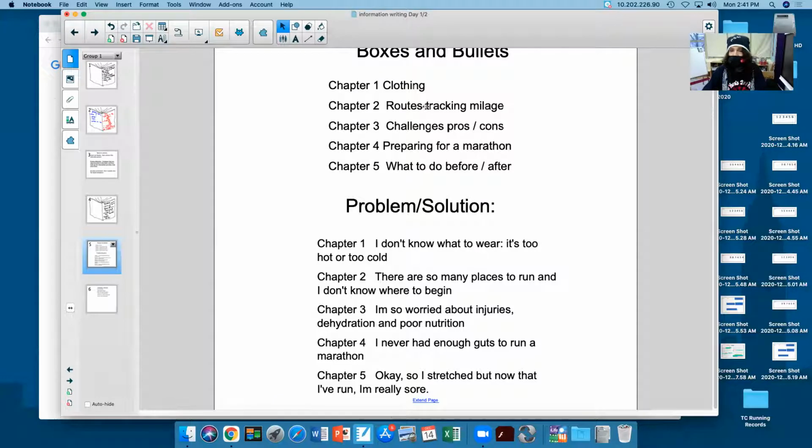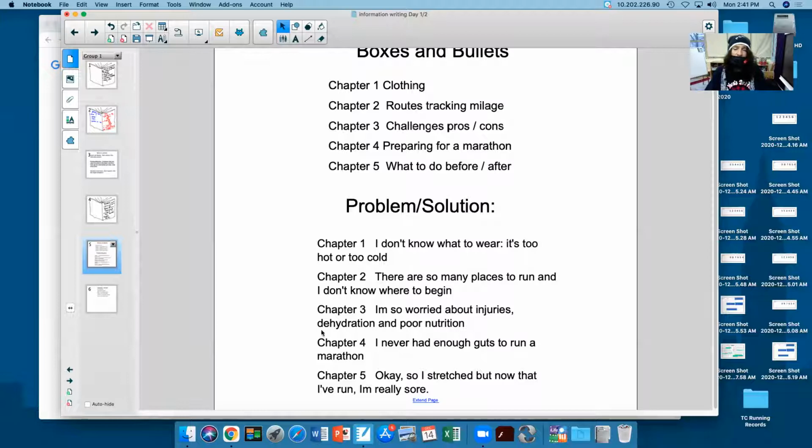Next chapter, it was routes and tracking mileage. Oh, well, there are so many places to run and I don't really know where to begin. Chapter 3, it might be challenges, the pros and cons. Maybe for me, I'm going to set up my chapter title as I'm so worried about injuries and dehydration and poor nutrition. Maybe those are the challenges that I'm going to address. The next one, preparing for a marathon. The problem is I never had enough guts to run a marathon. Here's the solution. And the last one, the problem is, what to do before and after. So the problem is, all right, so I stretched, but now that I've run, I'm really sore.